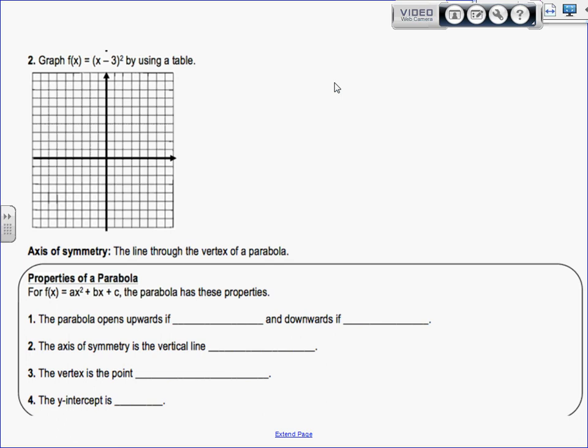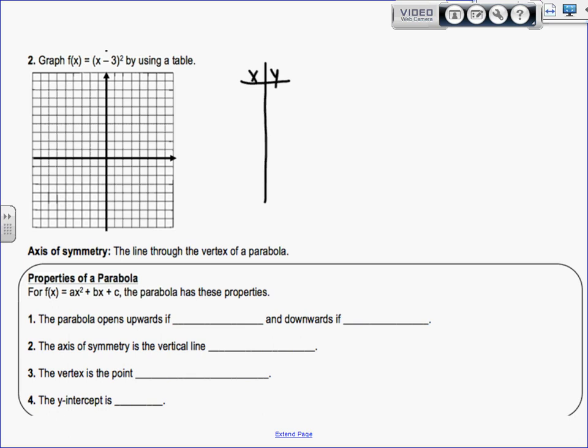So the next one says graph f of x equals x minus 3 squared by using a table. Same idea. Any thoughts on where this one's going to move? What would you think? 3 to the right. Ooh. Why not left? You already did it. All right, let's see. You're already ahead of the game. You knew where it was going.